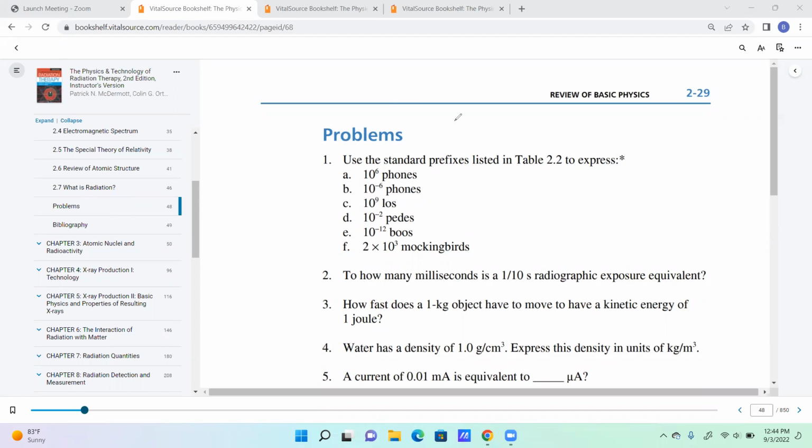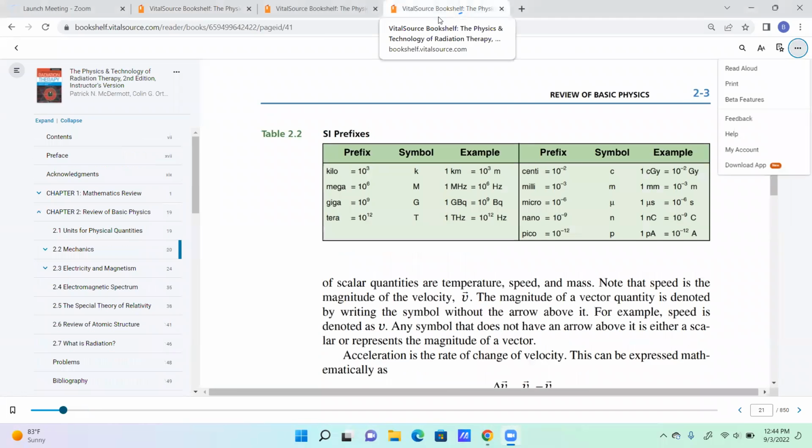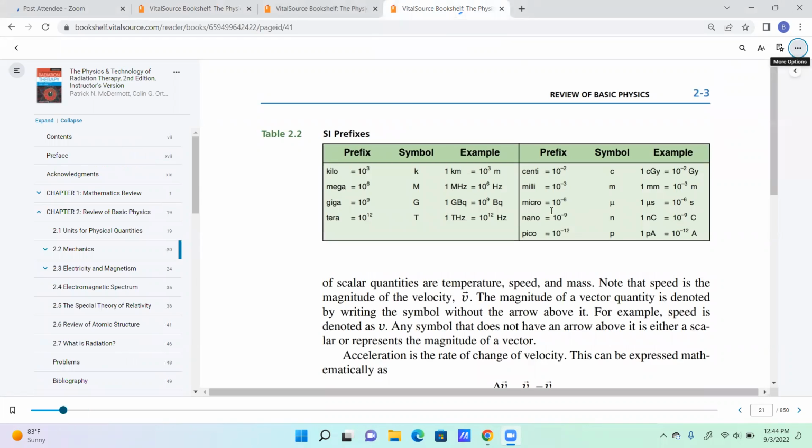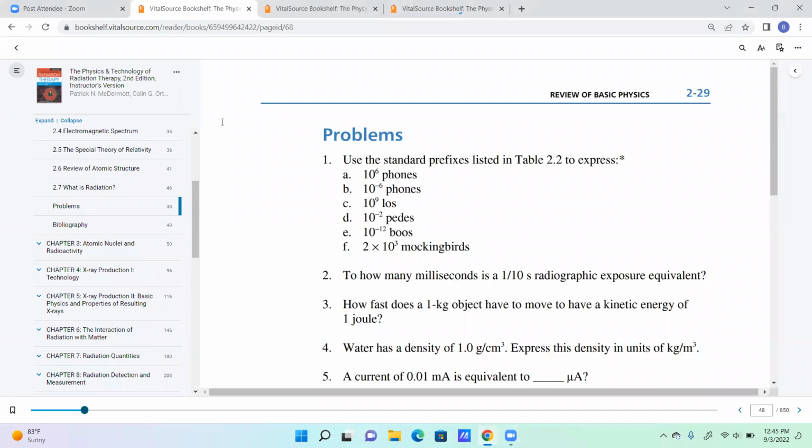If we look at 10 to the minus 6, again if we go back, 10 to the minus 6 here is micro, which has this Greek letter mu that goes along with it. So that means here we end up with 1 microphone.